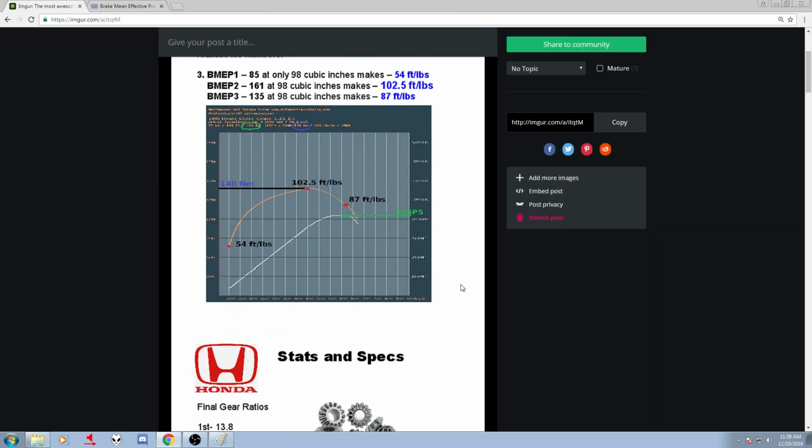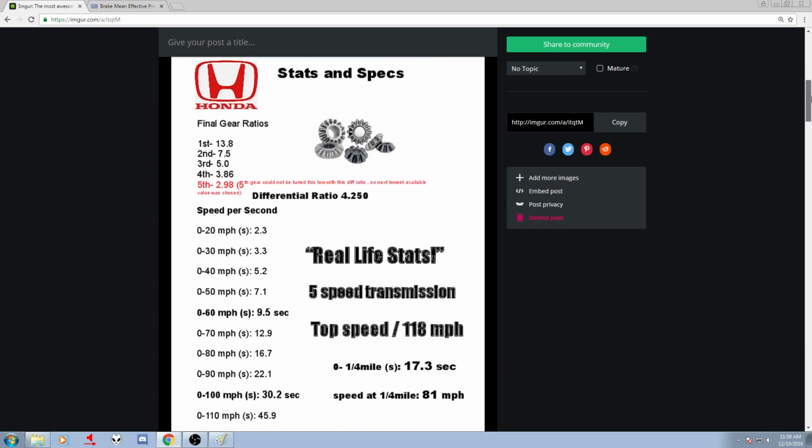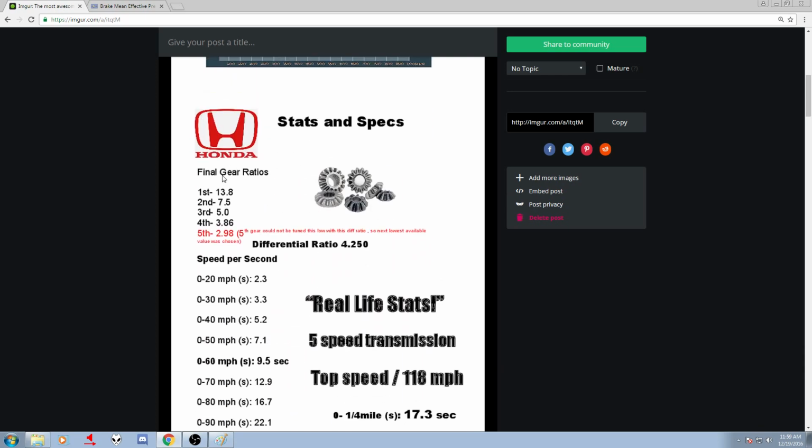Next, these I got here are stock Honda gear ratios. This is final gear ratios, this is not transmission gear ratios. So this is already together with the diff. The differential of a Honda is 4.25. With that type of differential I cannot tune the 5th gear so low, but I'll show it to you in game when we get there.